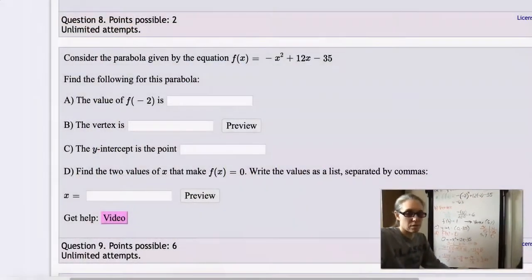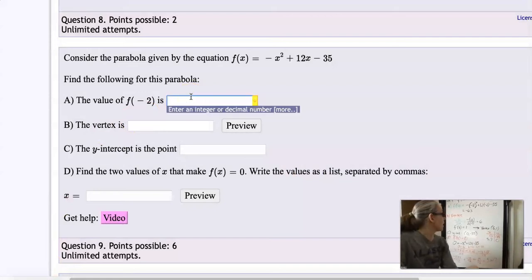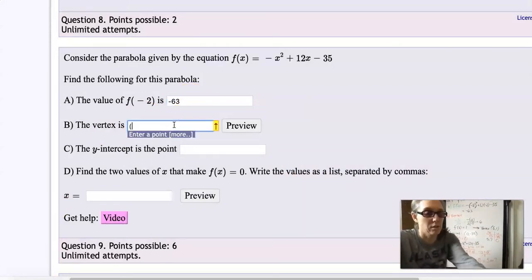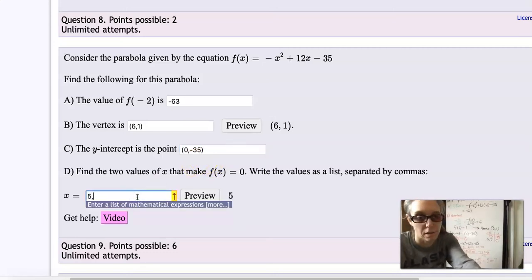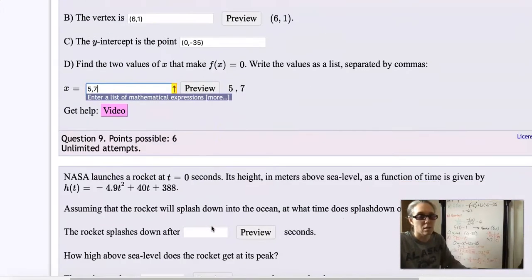Okay, let's go enter these answers now. So the value of f(-2), we had -63. The vertex, we said, was the point (6, 1). The y-intercept, enter a point. Okay, (0, -35). Sometimes if you want directions, it will just say it right there underneath the box. And then here we have 5 and 7. So these you don't write as a point because you're looking just for the x coordinates.